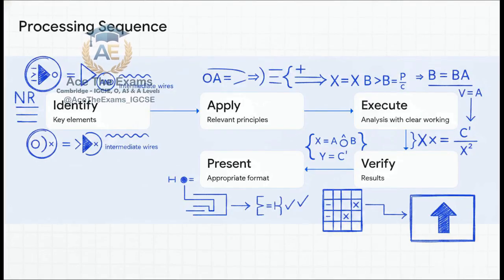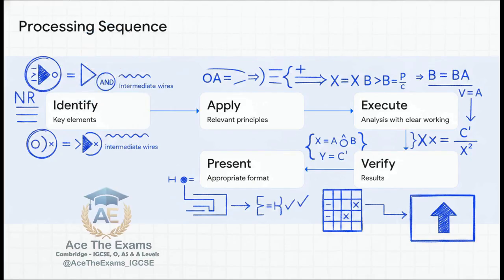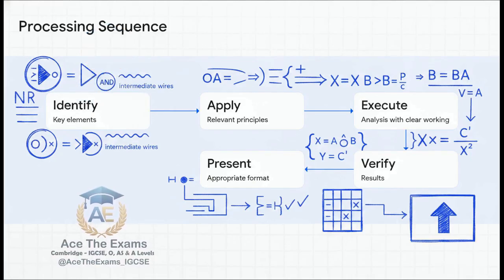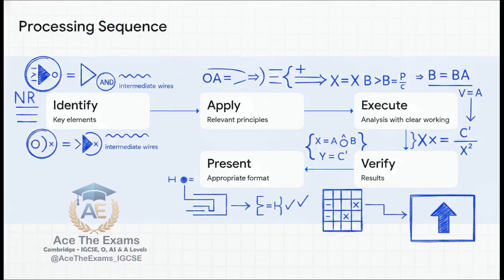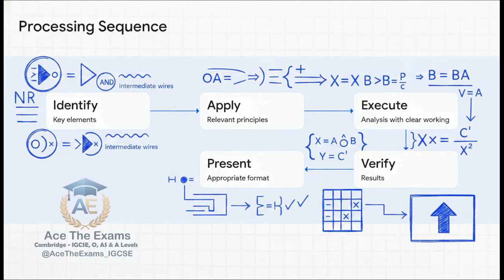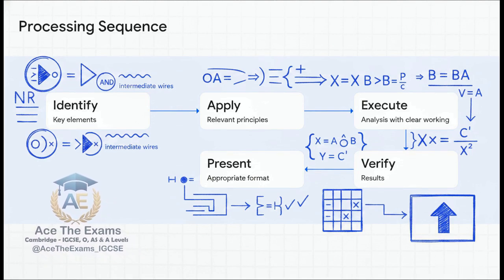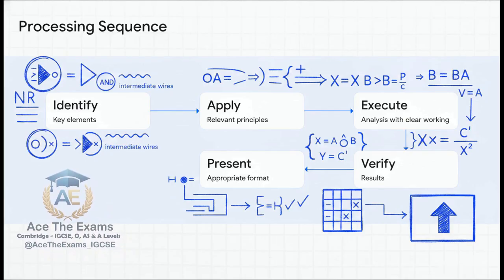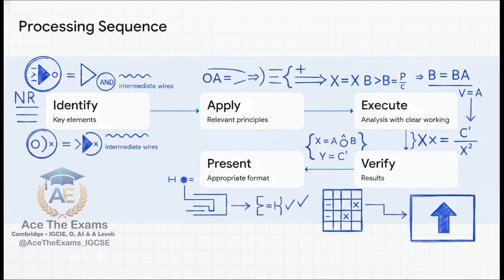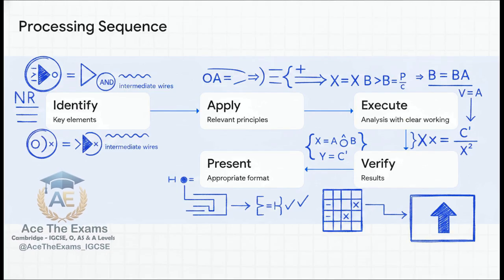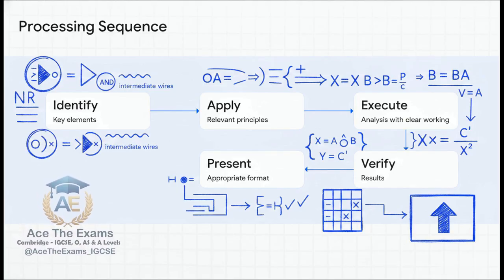And this brilliantly illustrates the exact standardized sequence you absolutely must follow to secure those method marks on literally every logic circuit question. Step 1. Identify key elements. Do not just stare at the paper. Literally take your pen, circle the logic gates, and clearly label the intermediate wires. Step 2. Apply relevant principles, pulling in your Boolean algebra rules or De Morgan's laws.